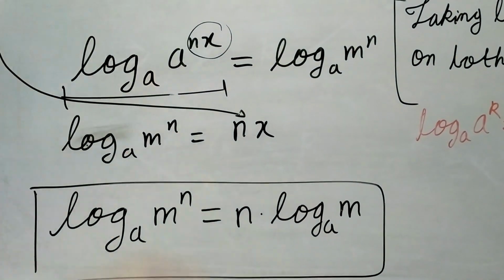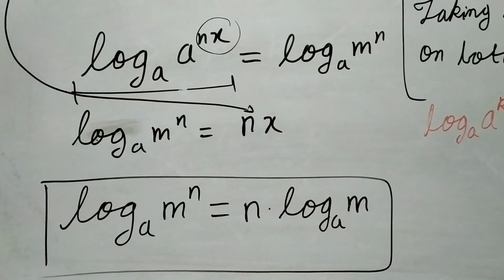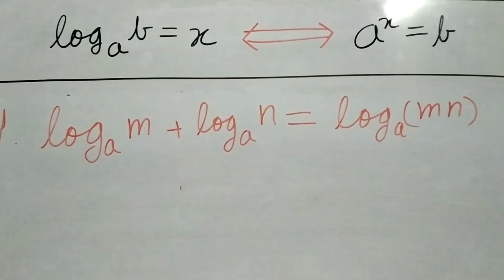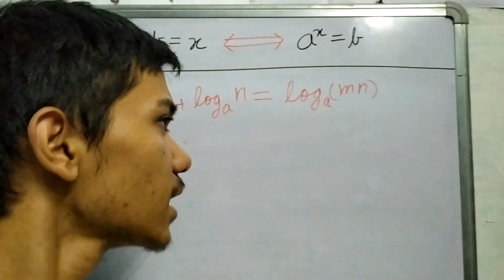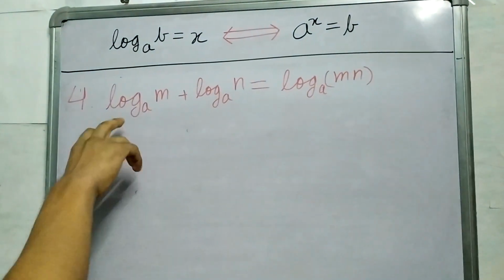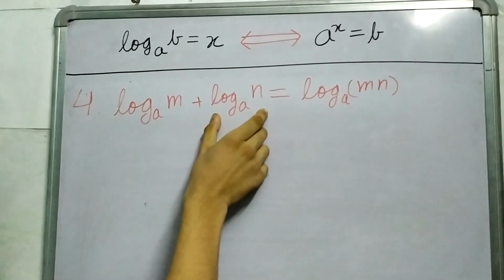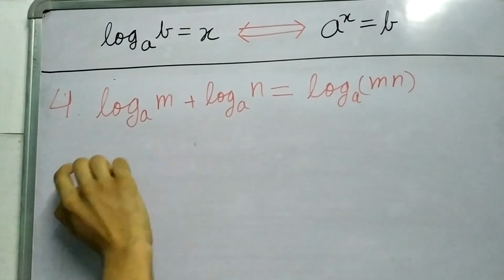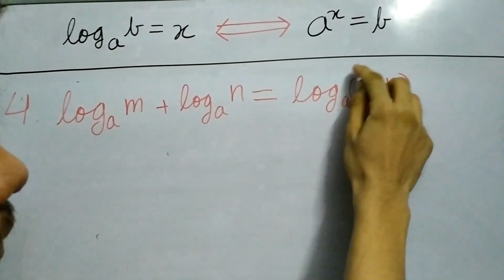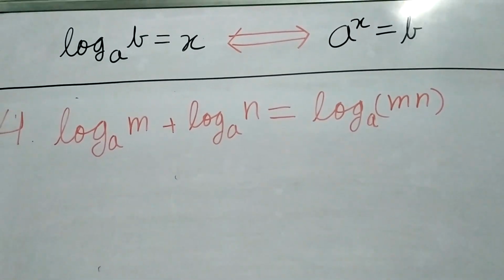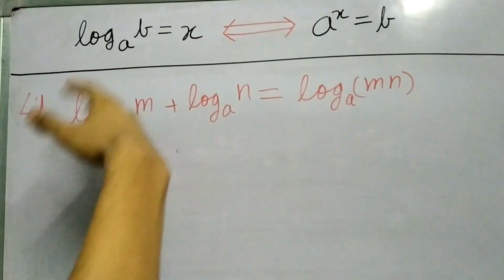This is a very, very useful property. Moving on to the next. Okay, this seems like an interesting one. So you have two logs, two separate logs, and if you add them together, you get log of the product of these two numbers. Now, how do we prove this?